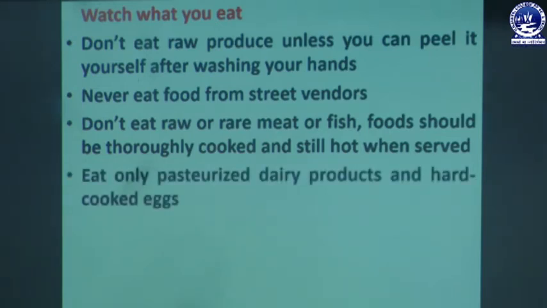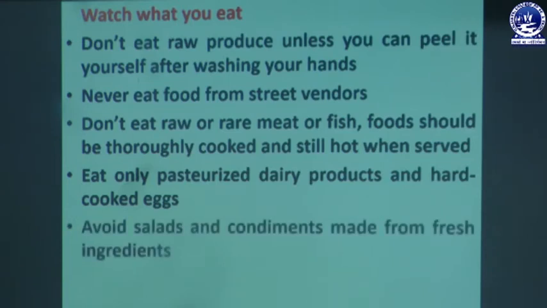Eat only pasteurized dairy products and hard-cooked eggs. When you are taking dairy products, you have to eat pasteurized dairy products. And when you are taking eggs at lunch, dinner or breakfast, you can take hard-cooked eggs.